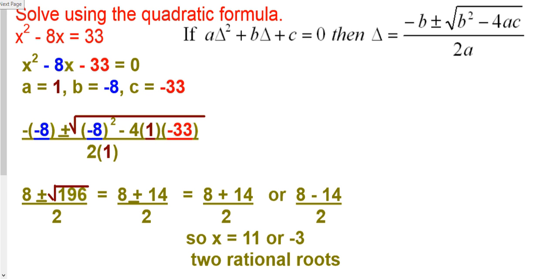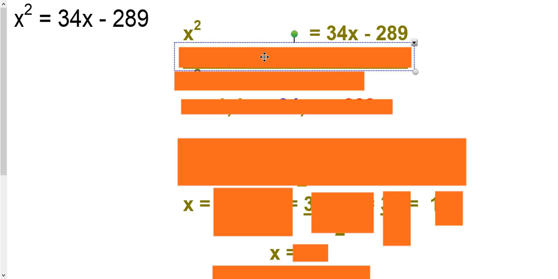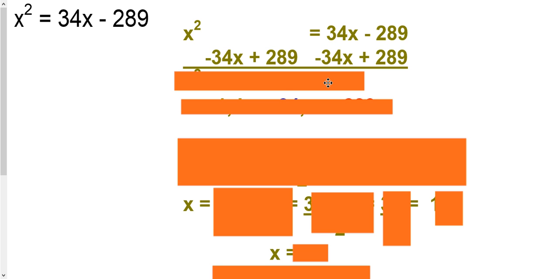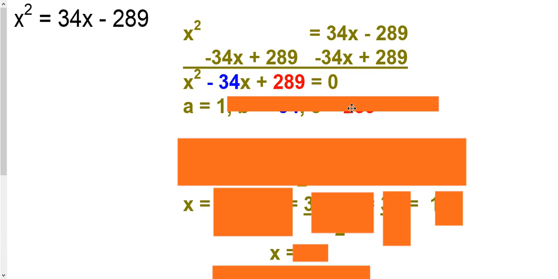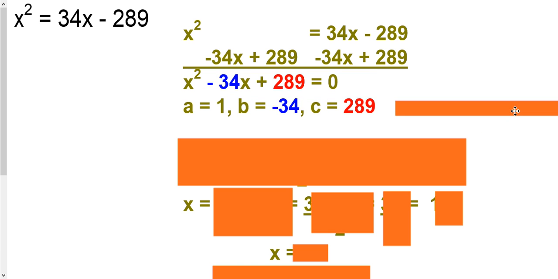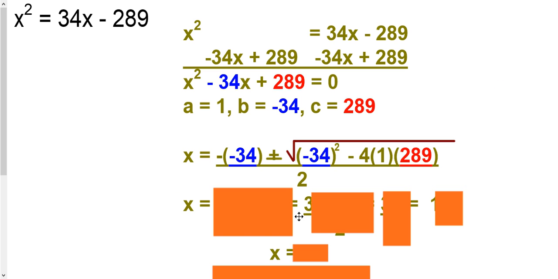This is the quadratic formula, and how to use the quadratic formula. So go ahead and try this one here. Set equal to 0 by subtracting your 34x and adding your 298. We get this here. Identify your a, which is 1, your b, which is negative 34, your c, which is 289. We plug that into your quadratic formula.